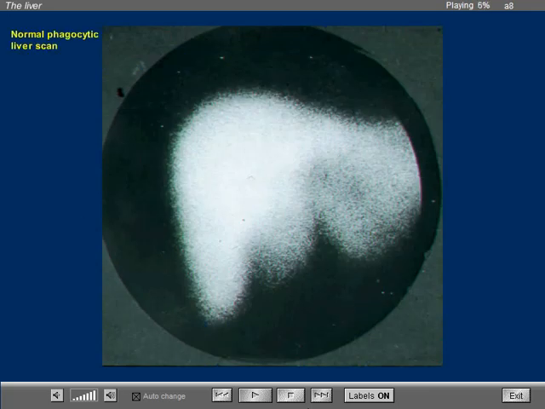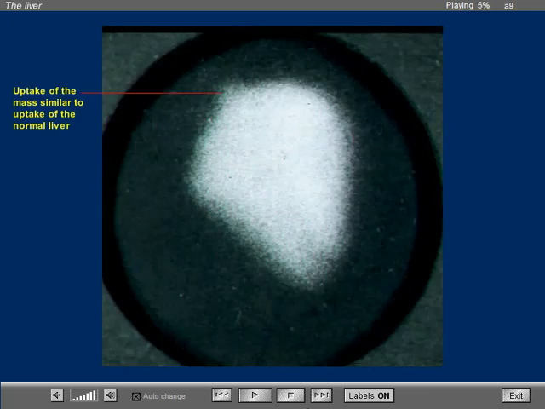A phagocytic liver scan was ordered, and my dear friend Bill Smoke told me that in the frontal projection no abnormality was observed, perhaps some sort of decreased uptake in the region of the porta hepatis, but that there was no evidence of uptake of this mass by the isotope. I asked Bill to do a lateral image with the patient standing. A lateral image of the phagocytic liver scan shows uptake by the mass that was obscured by the upper portion of the right lobe of the liver.